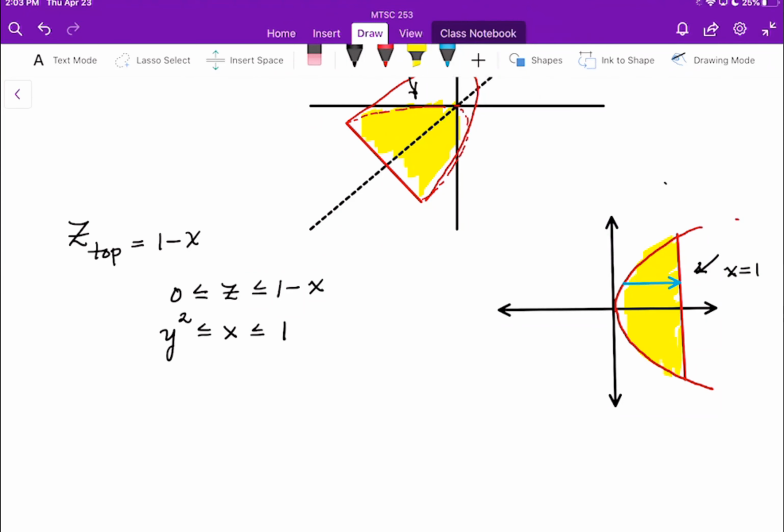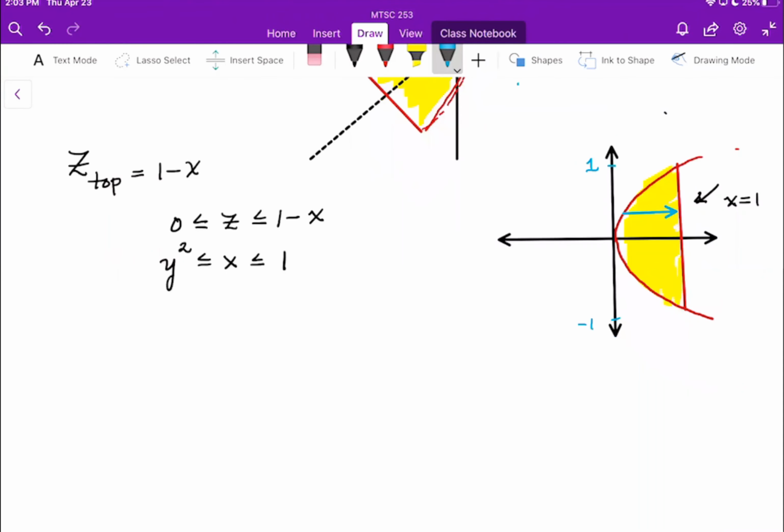And then where does y go from? Well, if x equals 1 and this is the curve x is equal to y squared, then this height is 1 and this height is minus 1. So y goes between minus 1 and 1.